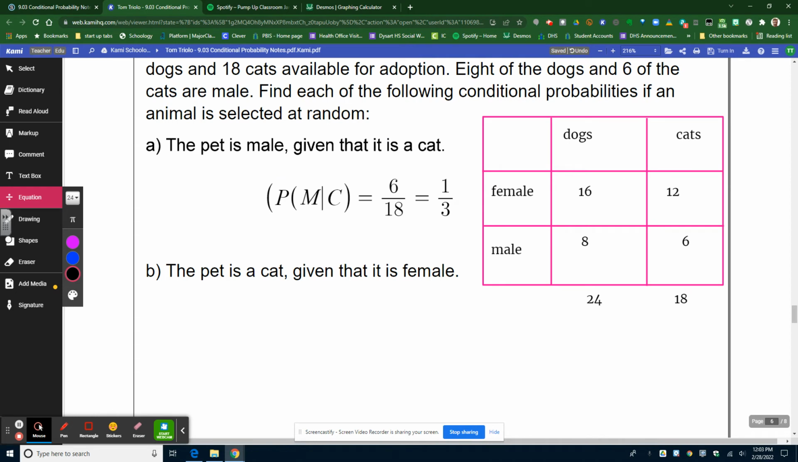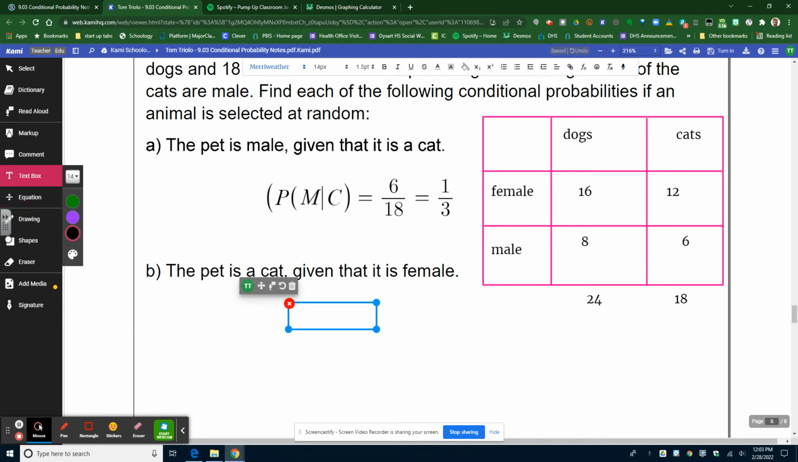I'm going to use a text box on this one because I'll make it look prettier, since you shouldn't have two sets of parentheses here. So, capital P, parenthesis, the pet is a cat given it is female. So cat, vertical bar, female, close, equals.